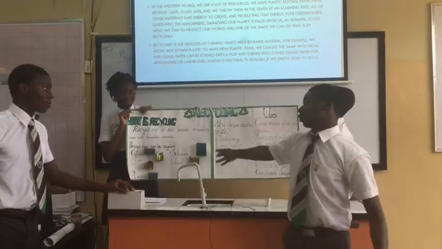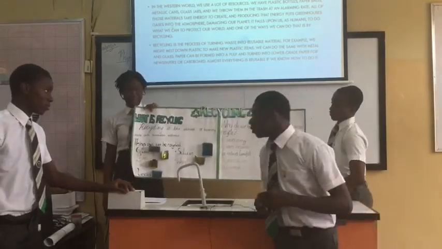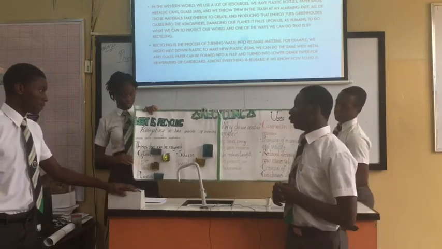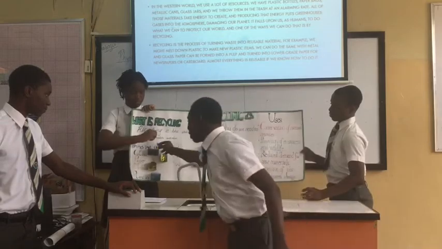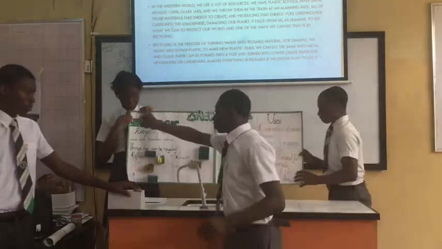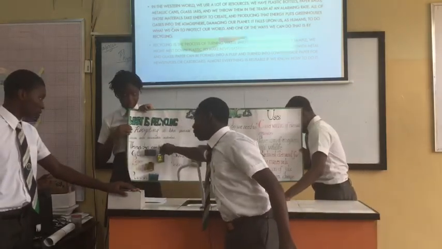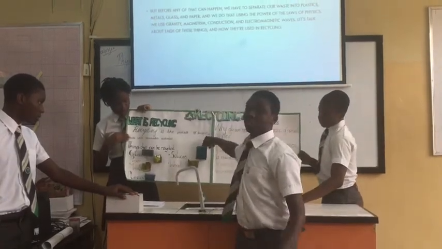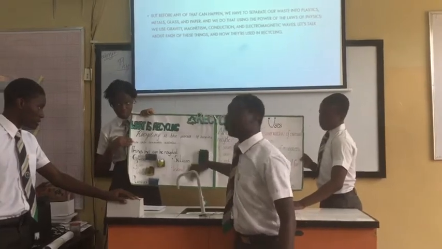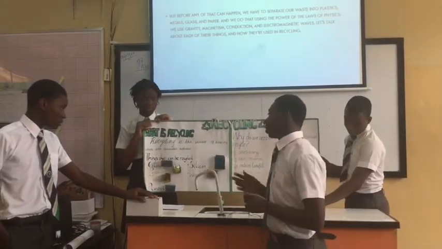In our mini collection, as you can see, we have examples of things that can be recycled. For example, we have glass, or as you can see, glass. We have paper, metal, plastic, a silicone chip, and wood. All these are examples of things that can be recycled.